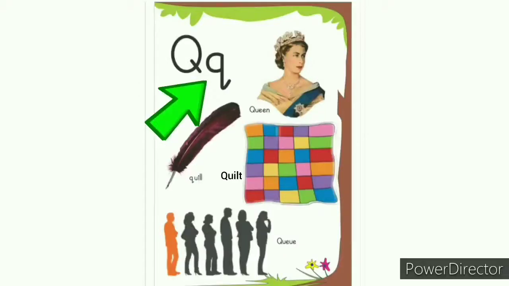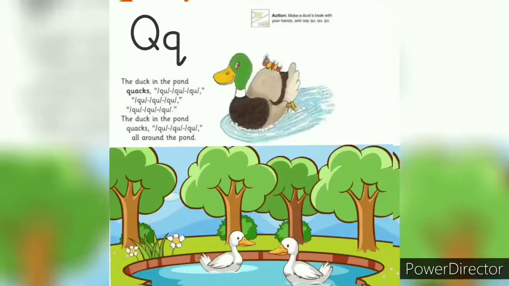This is alphabet Q. Capital Q, small q. Mama Q, baby Q. The sound of Q is qua, qua. Q for queen. Q for quill. Q for quilt. And Q for Q. Let's sing a jolly phonic song of alphabet Q.